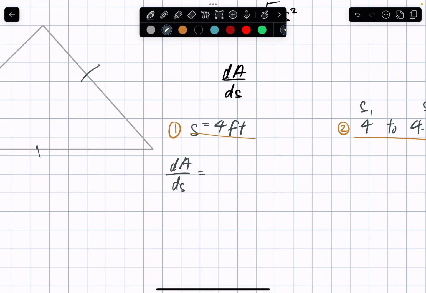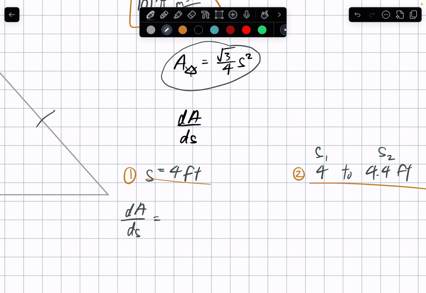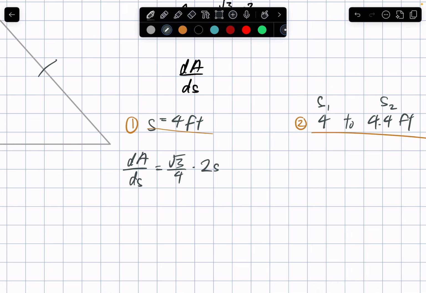dA over ds, we find the derivative, right, coming from the original formula. So square root of 3 over 4 is a constant. Leave that at the left side. Derive, so bring down 2 and then s raised to 1, or just 2s. Now we substitute s as 4. So square root of 3 over 4 times 2 times 4 cancel to square root of 3. That's the answer for number 1.